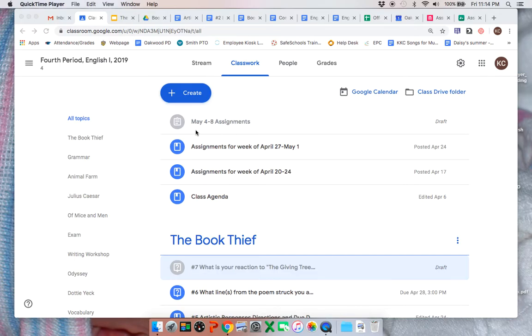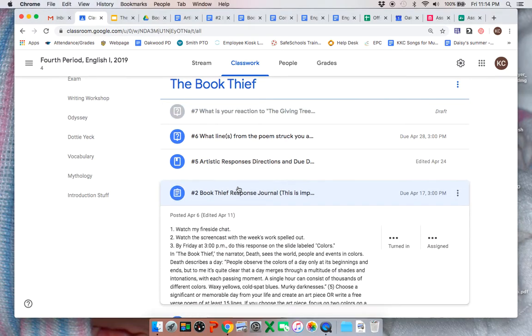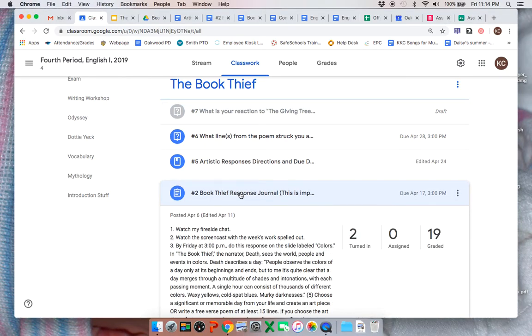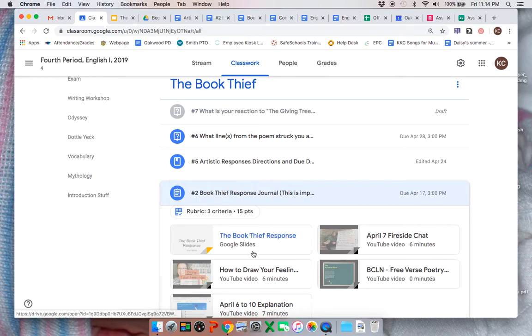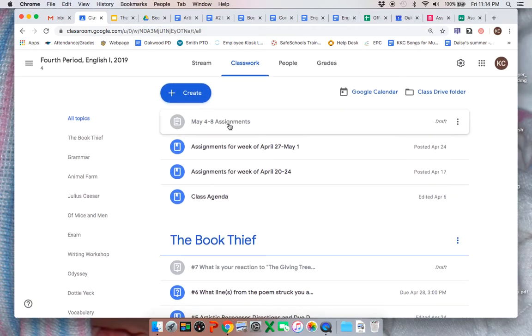I'm going to go over the May 4th to 8th assignments for English 1, and I'm going to try to also clarify some things that are confusing people. A lot of that confusion has to do with the number 2 Book Thief Response Journal, which you're supposed to be updating every week. Some people are not realizing that they have to actually update this assignment every week. If you're not updating it, then you notice that your grade has been going down. So I'm going to show you how to do that. But first, let's look at the assignments.